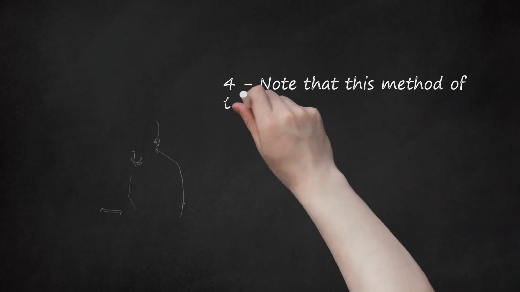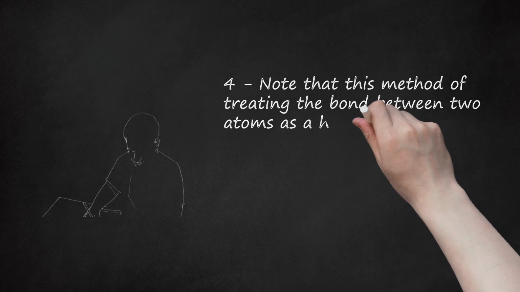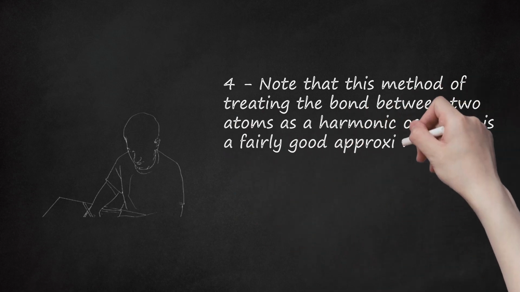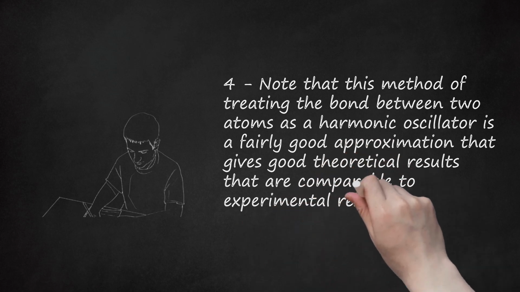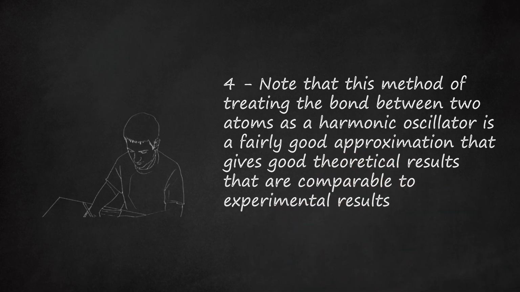4. Note that this method of treating the bond between two atoms as a harmonic oscillator is a fairly good approximation that gives good theoretical results that are comparable to experimental results. The vibrations of bonds between atoms are used to find the normal modes of a molecule. This is done in order to decide if the molecule will absorb light in the infra-red region of the spectrum or not. It is also used to decide if the molecule will absorb light in the Raman region of the spectrum. The wave functions of a harmonic oscillator have a complicated mathematical form that can be either odd or even.